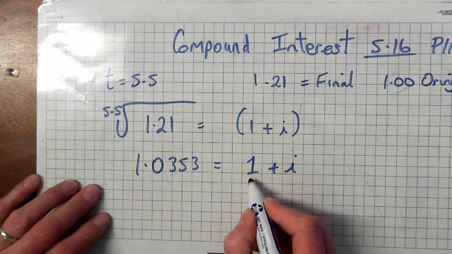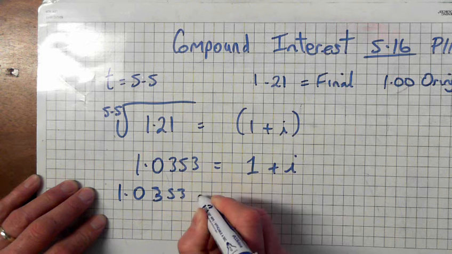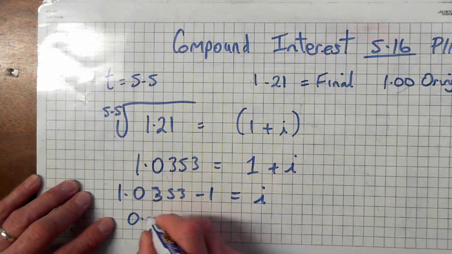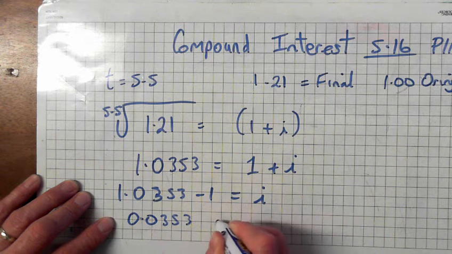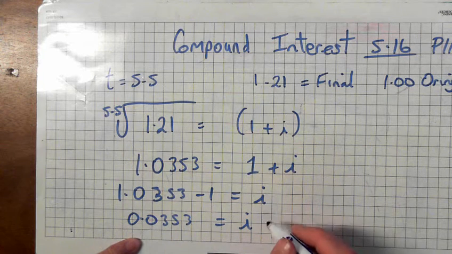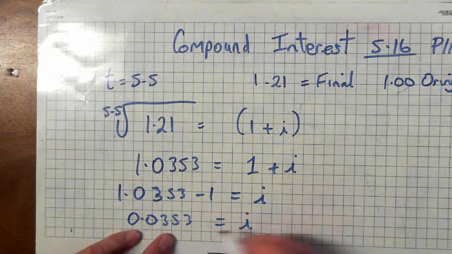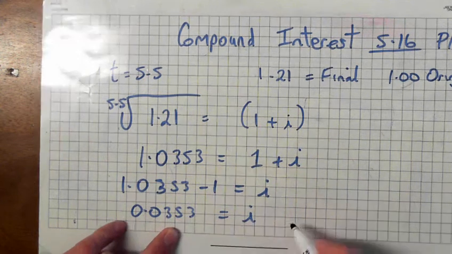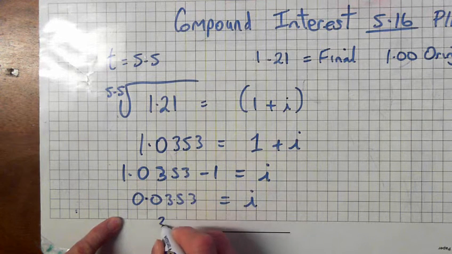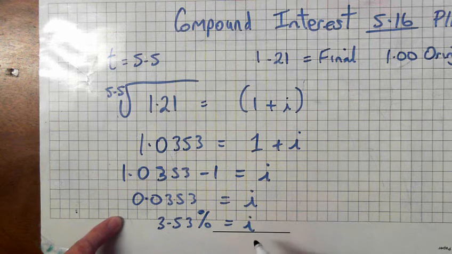If you move the 1 across, it becomes minus 1. Subtract the 1, 0.0353 is equal to I. And multiply by 100 to get percent. This is a decimal. To get a percent, you multiply by 100. So when you multiply by 100, you move the decimal point 2 places to the right. So it's 3.53% is the interest rate.